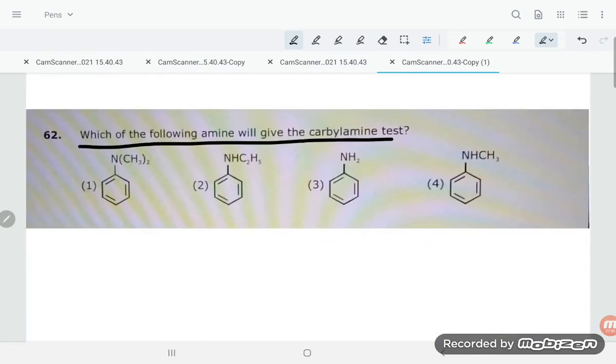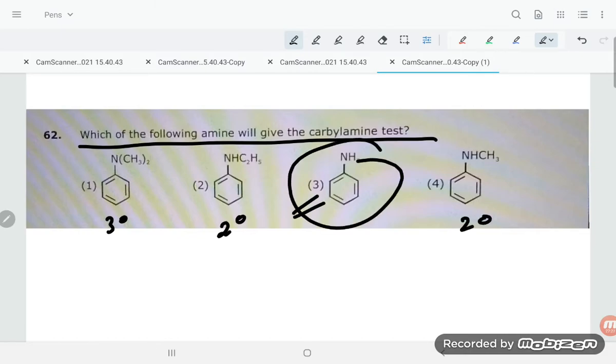Which of the following amines will not give the carbylamine test? The carbylamine test is given by primary amines. So whichever are primary amines will give the carbylamine test. This is the 3 degree, this is the 2 degree, and this is the 2 degree.